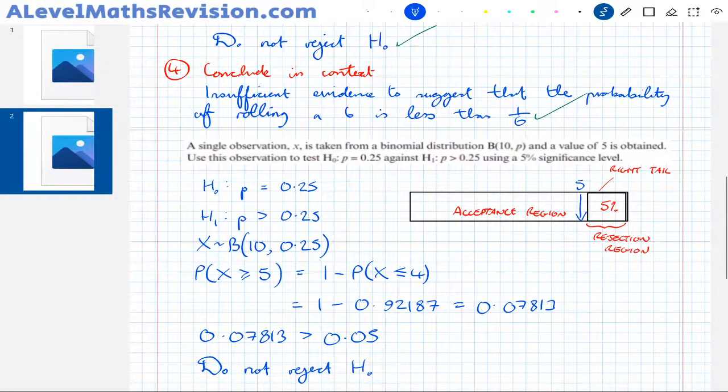So again, they're likely to be lying. 94% likely to be lying. Unfortunately, that's just not good enough for us. We set ourselves a 95% target, a 5% significance level. So we're just going to have to move on from it. Let's try another.